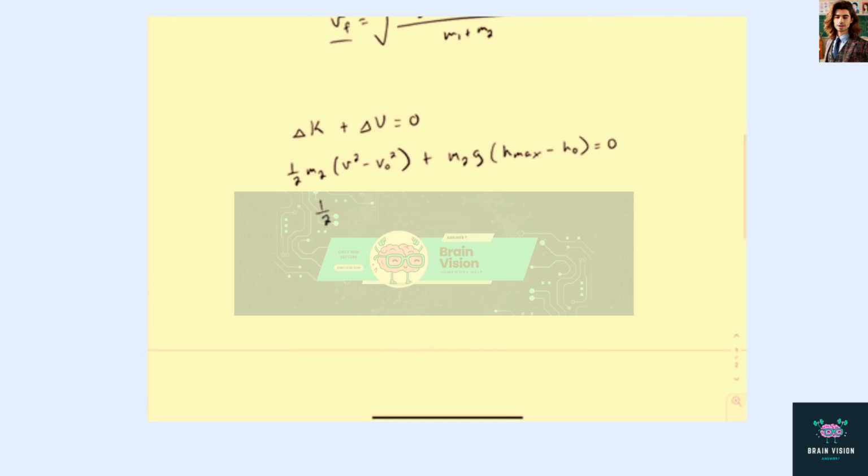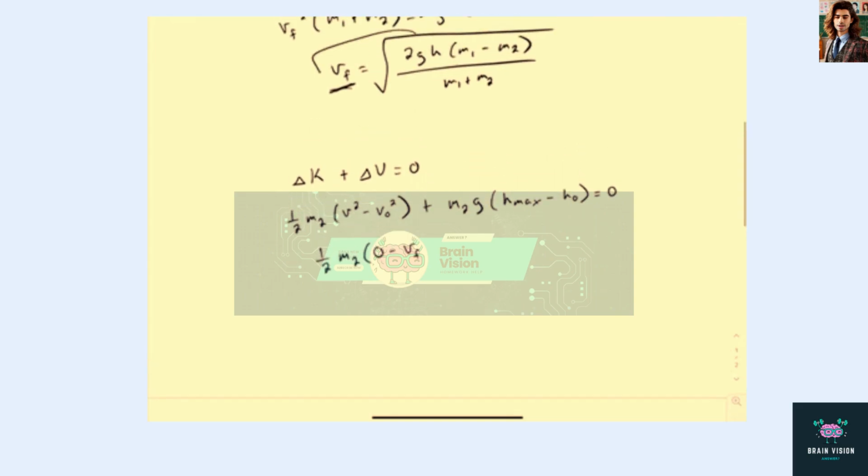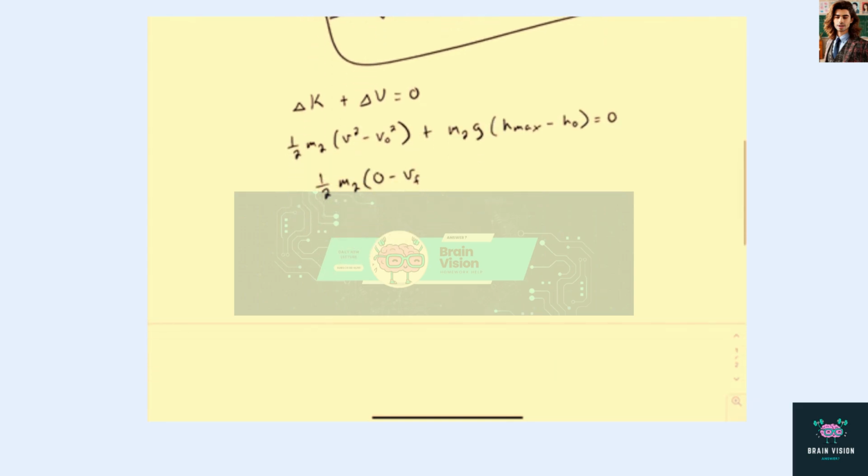So we have 1/2 times M2. Well, once it reaches its maximum height, its velocity is going to be 0. And remember I said its initial velocity is actually Vf, which is this Vf that we found. It's going to be that whole thing. And this equals minus M2G times H max, and H0 is just H.